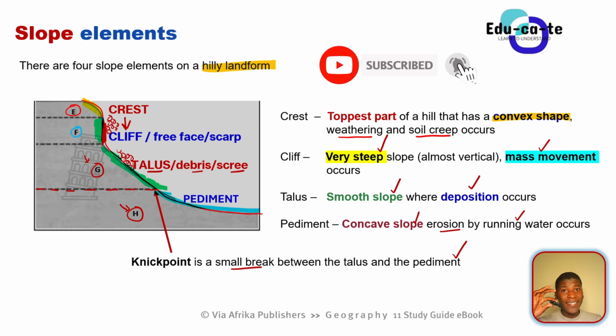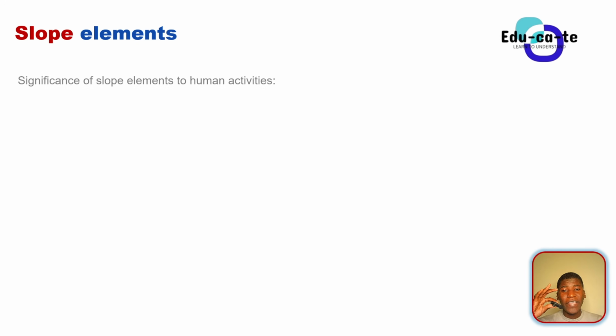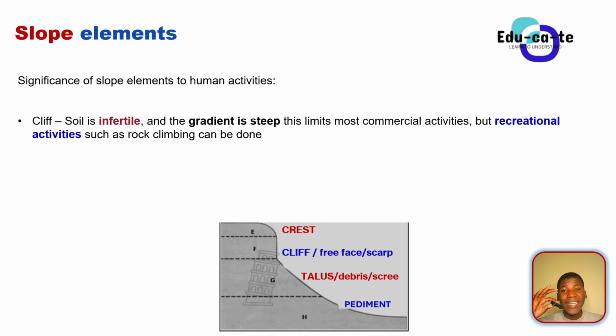And then now, since we've got these slopes, we need to know their significance to us humans. How can we actually use those slopes to benefit us or bring something to us in our lives? So there are quite a couple of significances of slope elements to human activities. The crest is not likely significant for us. We cannot use it to do many things because, remember, the main process occurring there is weathering. When there's a lot of weathering, a lot of rocks are being broken down. It's not really a stable environment for us to do anything.